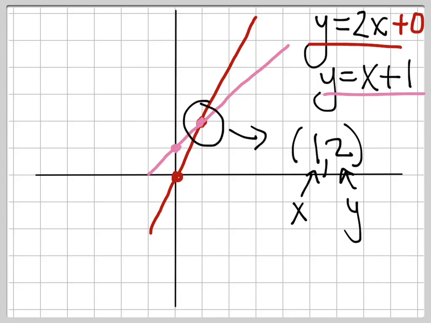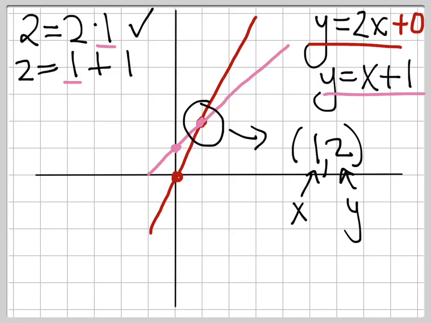If I replace x and y with 1 and 2 in either of my 2 equations, I should get a true statement. Plugging this into y equals 2x, does 2 equal 2 times 1? Absolutely. Plugging it into y equals x plus 1, does 2 equal 1 plus 1? Absolutely. Here is the x value, and here is the y value being plugged into the 2 equations, and we can see that we get true statements both times. That means it's a solution to both equations. You can see a solution to both equations by an intersection on the graph.